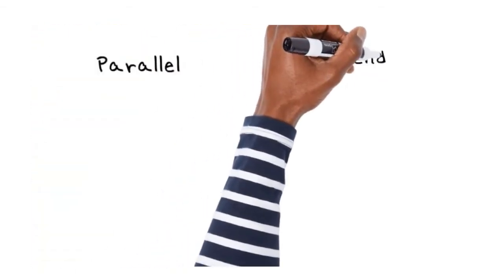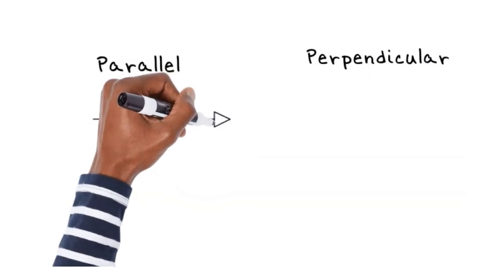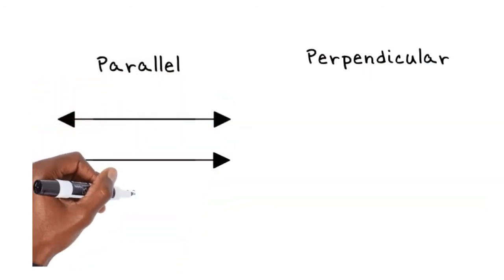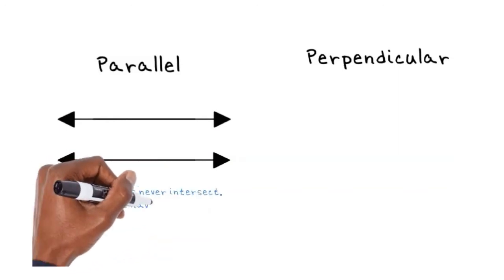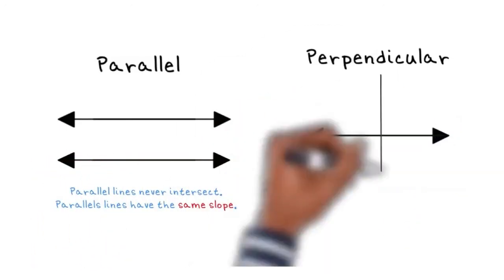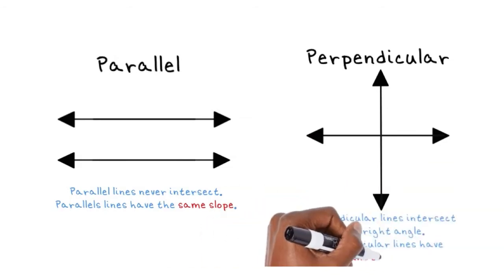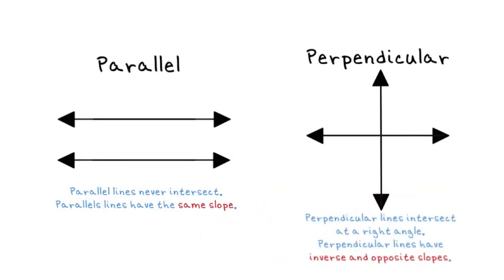To start, we're going to look at the parallel and perpendicular lines. Let's review what parallel lines are. They're two lines that never intersect and always have the same slope. Perpendicular lines always intersect at a right angle, and their slopes are inverse and opposite.